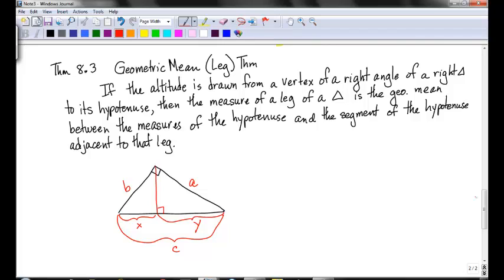Okay, B is the geometric mean between the whole thing and the leg that touches B. So B, the leg, is the geometric mean between the whole thing, so that's C, and the part of the hypotenuse that touches B. So B is the square root of C times X. A would be the square root of the whole thing, C times Y. Okay, so now let's look at two examples.